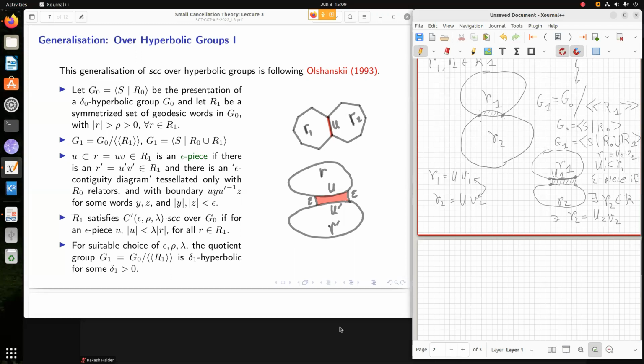Now the condition is saying that we will find another element R2 from R such that R2 looks like U2 V2. Okay, now this is U1 and the complement you can think is V1, and if this U1 has to be an epsilon piece, this definition is saying there has to be an R2 such that this subword is U2 and the complement of that subword is V2, such that these two endpoints can be joined with two small words, small in the sense that the length of these words would be smaller than epsilon. Okay, now you see that we are getting something like a rectangle or a quadrilateral of some sort.